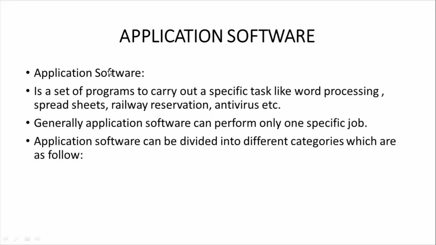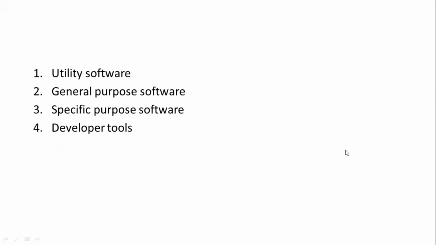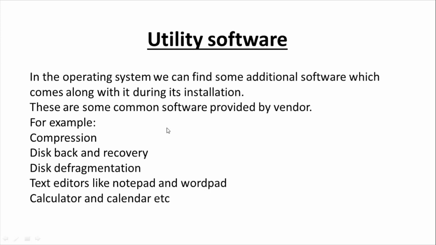Now the application software can be divided into different categories, which are as follows. They are utility software, general purpose software, specific purpose software, and developer tools. Now let us discuss one by one. So what is a utility software now?